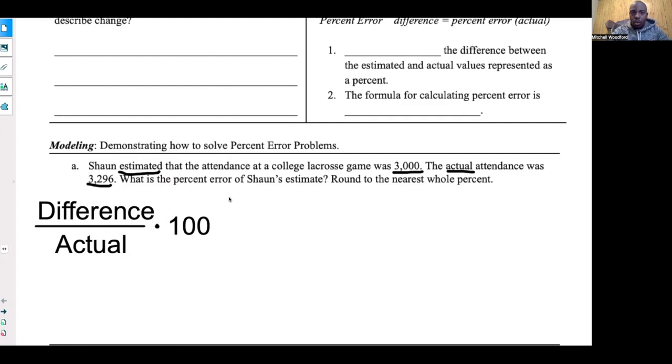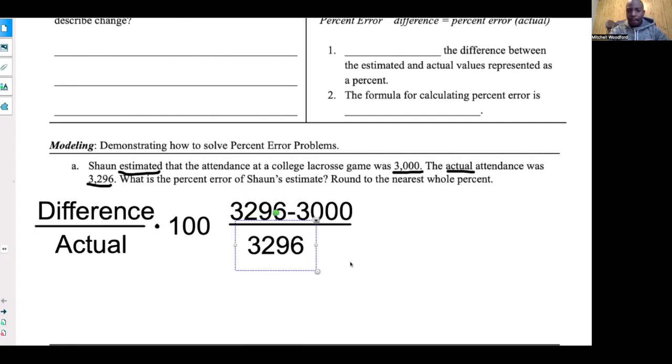The difference here would be, just to give you all the numbers, 3,296 minus 3,000. And we would end up putting that all over the actual amount, which, if we look at the actual word problem, you'll see it says the actual tenants was 3,296. So that's going to be all over 3,296. Now, just to start off, so you all know, before you go multiplying by 100, which we will, we are going to multiply by 100. So if you want to put that there as well, just to keep the consistency, that's fine.